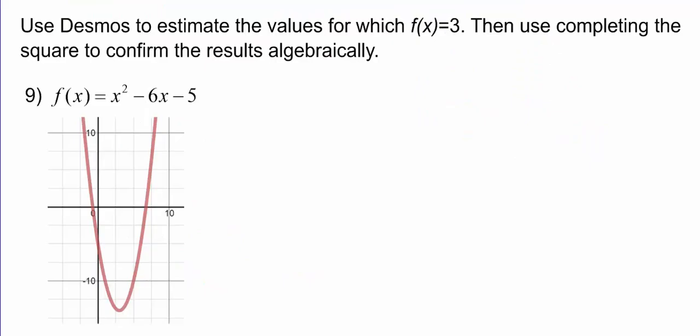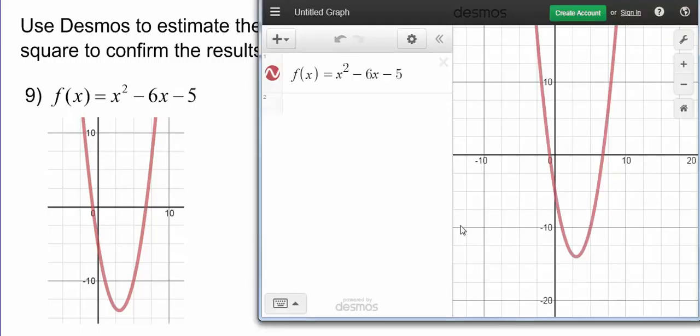Moving on to our last slide of today's notes, we're going to use Desmos to estimate the values for which f of x equals 3, and then use completing the square to confirm the results. Now, we haven't actually used Desmos for anything other than finding x-intercepts, so this is a little bit different, but I'm going to show you how. What I've done is graphed f of x equals x squared minus 6x minus 5. Pretty simple to graph that, right?